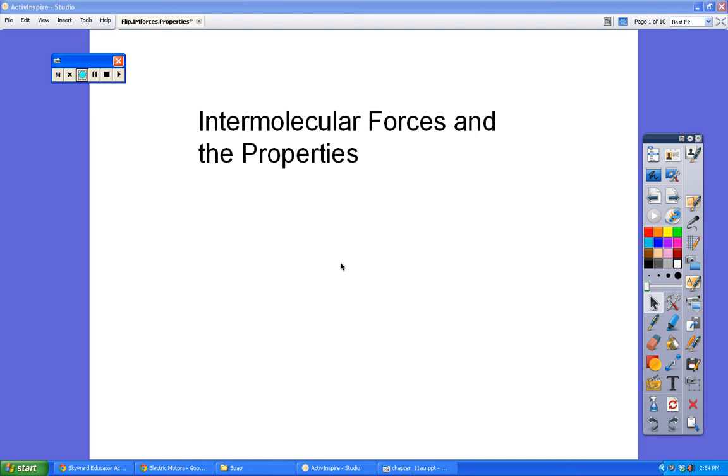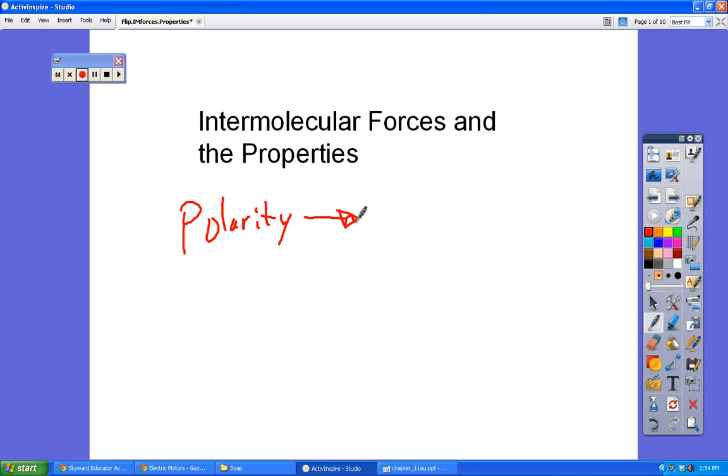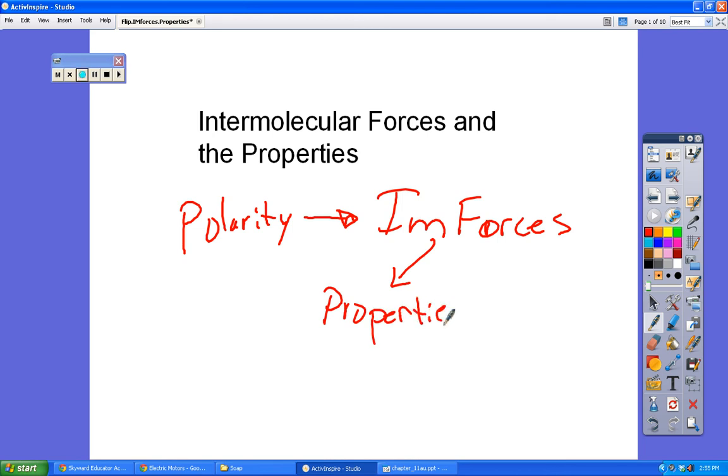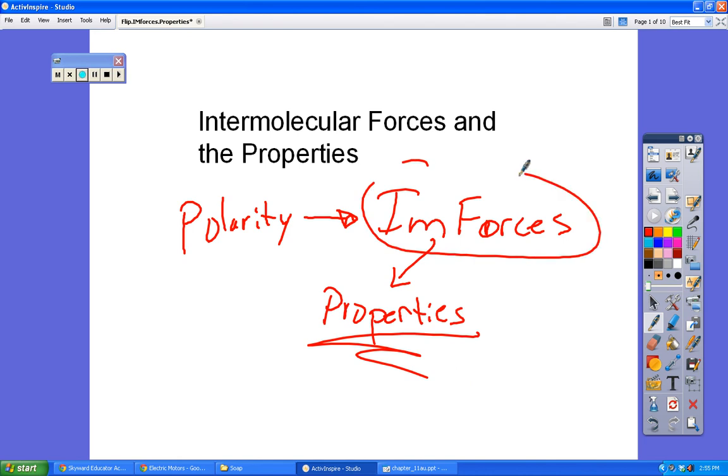This talk is on intermolecular forces and the properties that they induce. So far we have talked about polarity. We've worked with how molecules have polarity. This has led us to intermolecular forces, IM forces. Now those intermolecular forces will actually lead us into certain properties that change. So we're going to look at those today, and we're going to focus mostly on the properties. I'll do a little bit of review of these intermolecular forces as well.